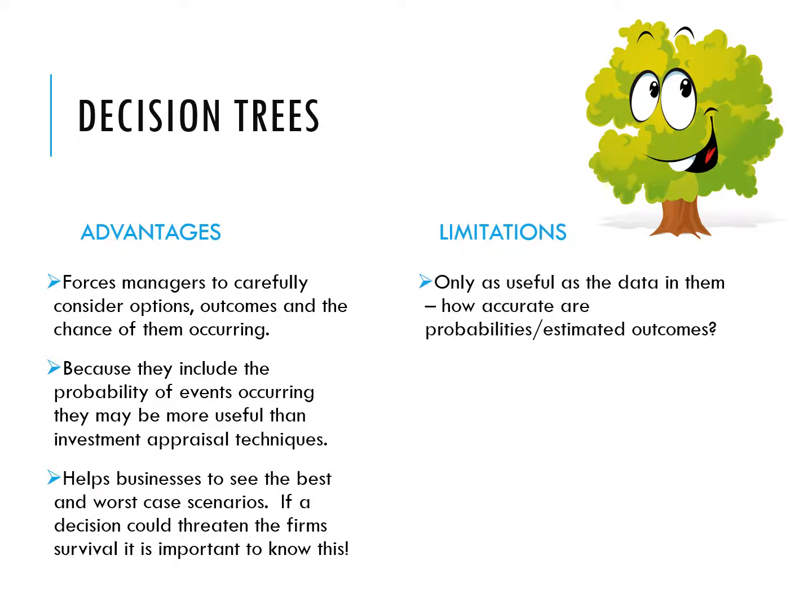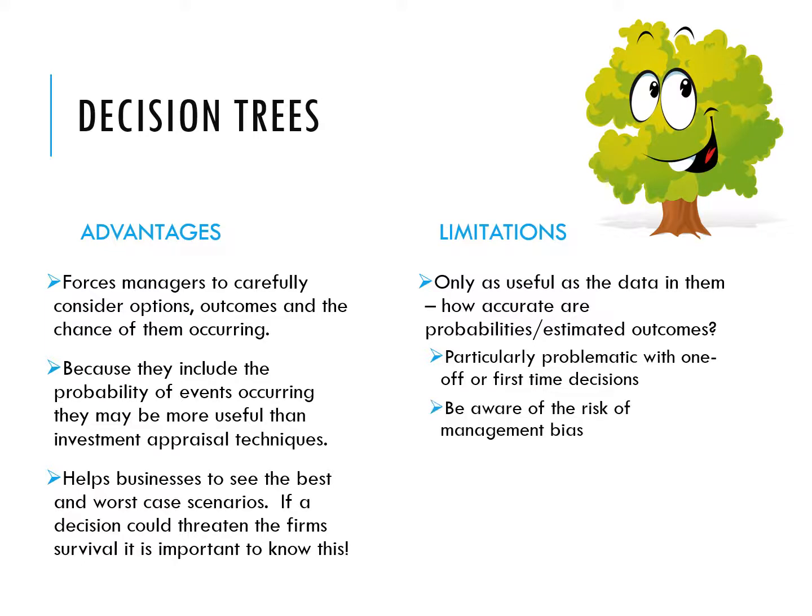In terms of limitations, again, it's only as useful as the data in them. So how accurate are our expected outcomes, our financial payoffs? How accurate are our probabilities of weather or probabilities of whatever it is that's going to happen? This can be particularly difficult to do with one-off or first-time decisions where there's no historic track record of probabilities. Again, a management might skew the probabilities, or there might be some bias involved in coming up with the estimated outcomes because they have a particular objective or agenda they wish to pursue.